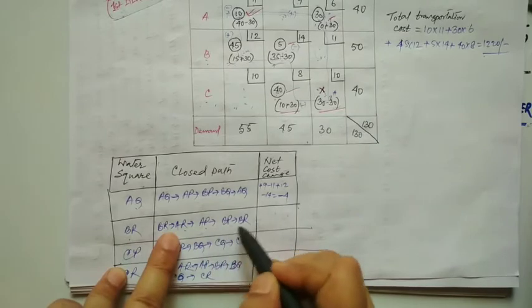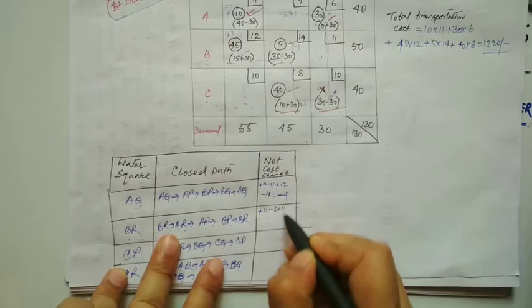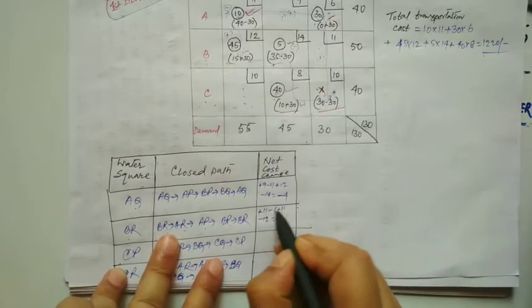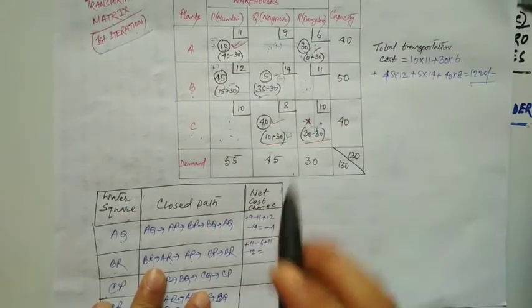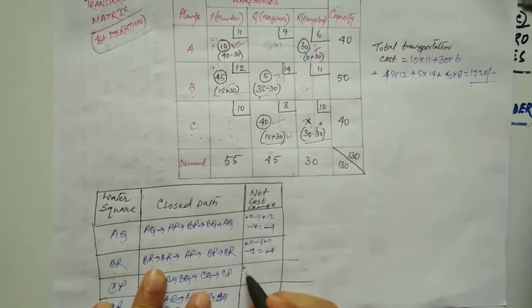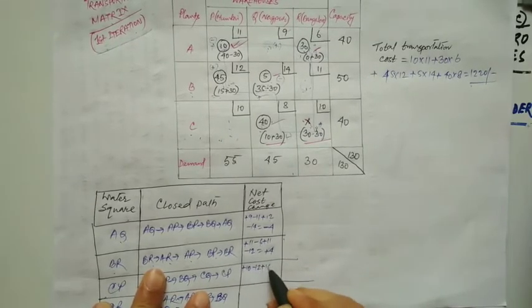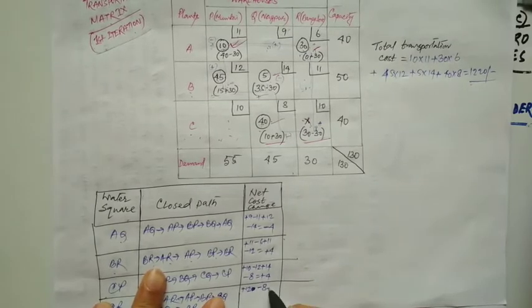AP, BP, BR. I'll just write it down. If you are having any problem in understanding, you can comment in the comment section. I have found it from this table only. You can check it out. So this is coming around plus 4. Next one is plus 10 minus 12 plus 14 minus 8 equal to plus 4, and the last one is plus 12 minus 8 plus 13 minus 14 plus 16 minus 10 equal to plus 9 only.